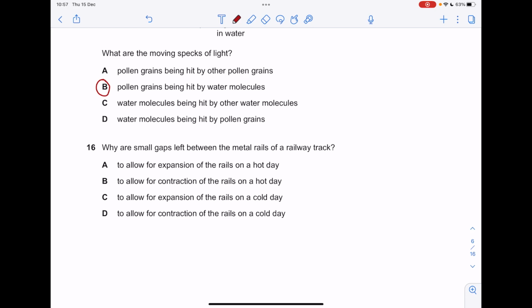Why are small gaps left between the metal rails of a railway track? Okay, that's because temperature changes will lead to either an expansion or a contraction. Now, the gaps mean that we're expecting an expansion, and that comes from things getting hotter, so the rails getting hotter because the particles take up more space as they're vibrating more.